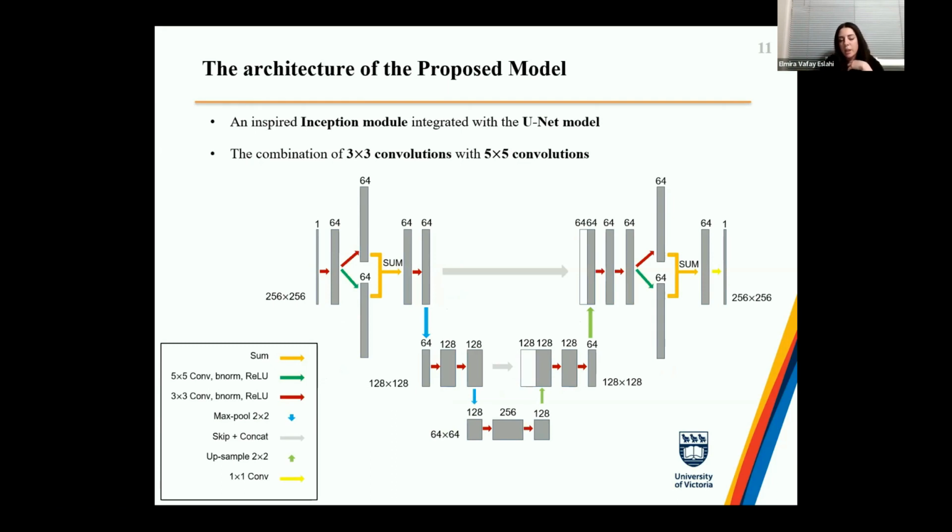So here is the architecture of the proposed model. This is exactly the same as the U-Net, but the difference is that we combined 3x3 convolution with 5x5 convolution in this part, and do summation and pass it to the next layer. And then we repeated this in the last layer as well. As you can see, we combine 3x3 convolution with 5x5 convolution, and again did summation and pass it to the next layer.